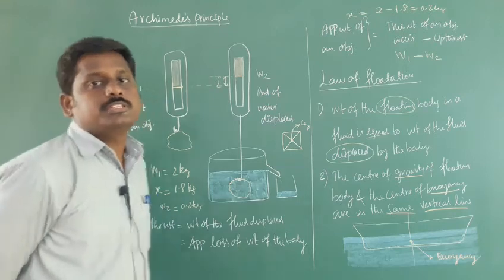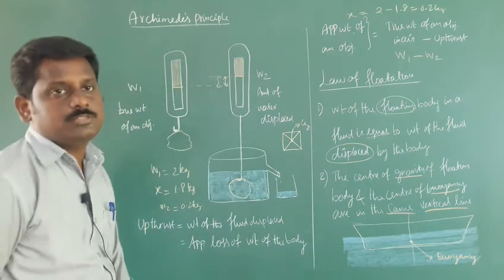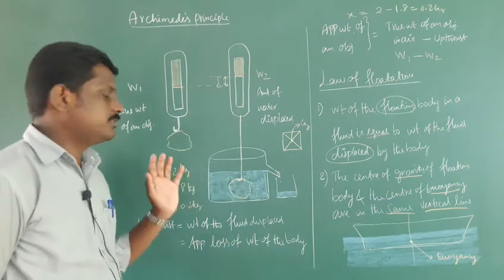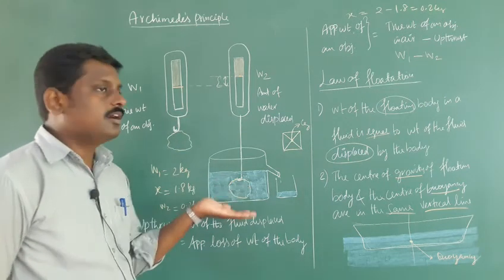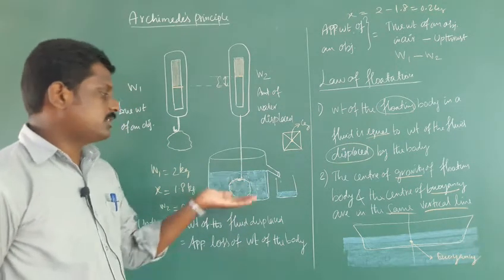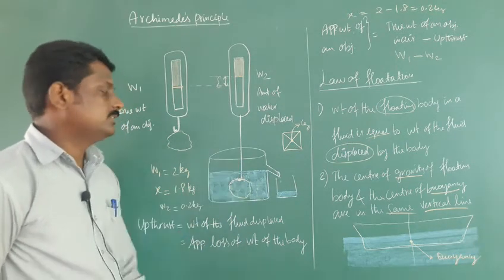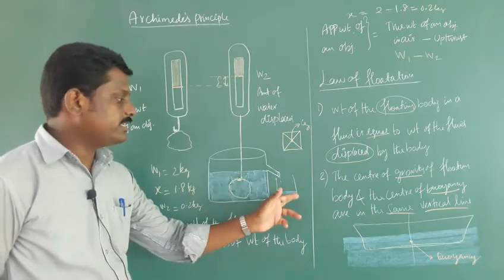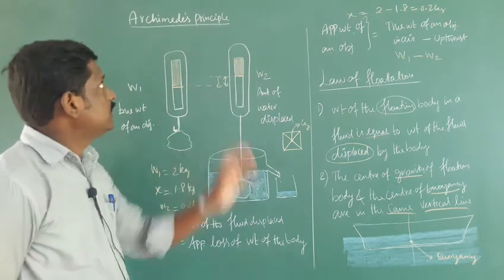Good morning students. In this class we are going to discuss Archimedes principle and the law of flotation. Archimedes principle: when an object is placed partly or completely immersed in a fluid, it experiences an upthrust or buoyant force in the upward direction. That upthrust is equal to the weight of the fluid displaced by the object. That is Archimedes principle.